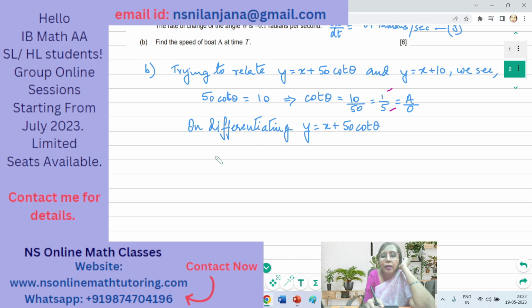So on differentiating this, we get dy/dt is equal to dx/dt plus 50. What is the derivative of cot theta? It is minus cosecant squared theta.